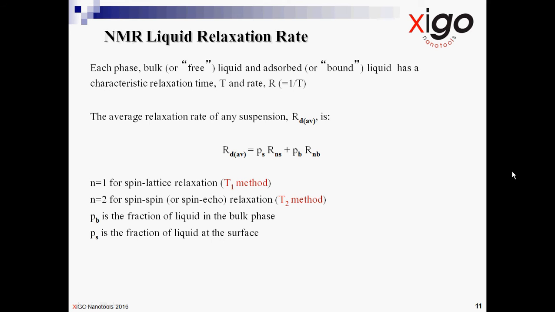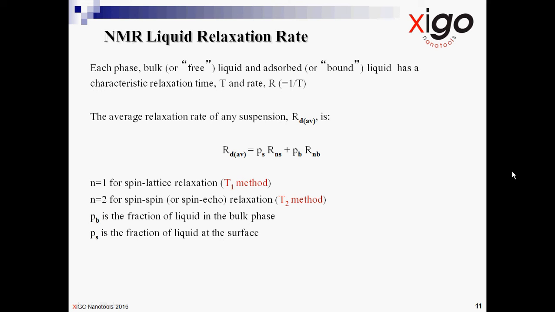Relaxation rates in each fluid domain are additive, weighted by the quantity of fluid present in each domain. R sub D is the suspension relaxation rate. P sub S and P sub B are the fraction of fluid present on the surface and in the bulk liquid respectively, while R sub S and R sub B represent the relaxation rate of the fluid in each domain, as we mentioned earlier in the previous slide.